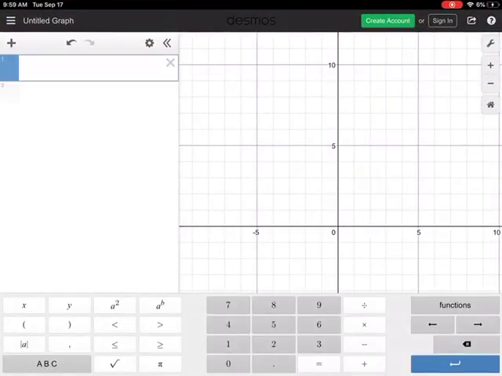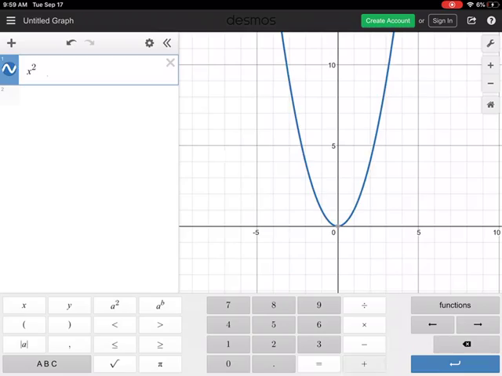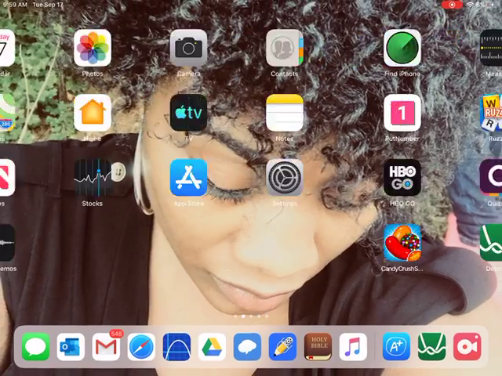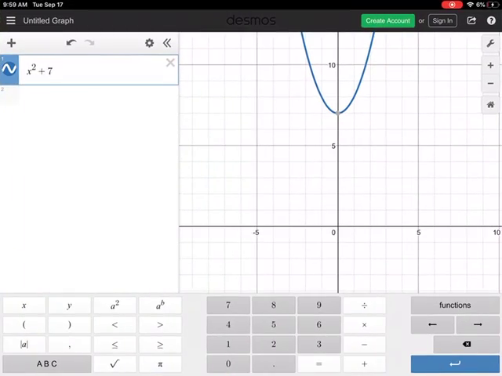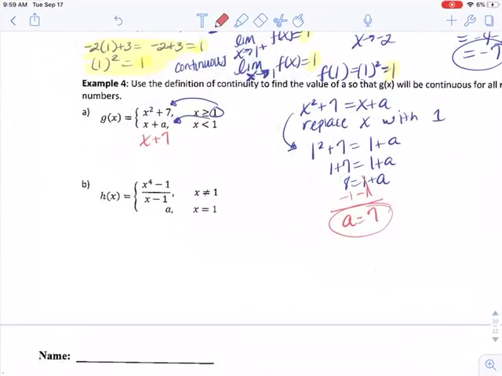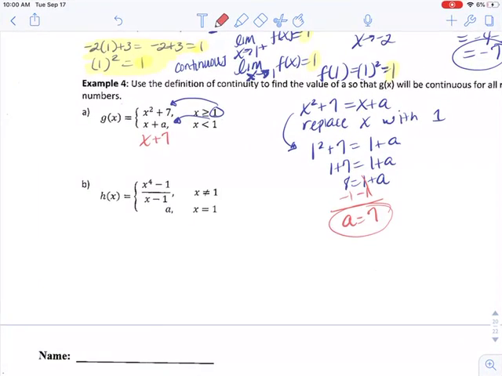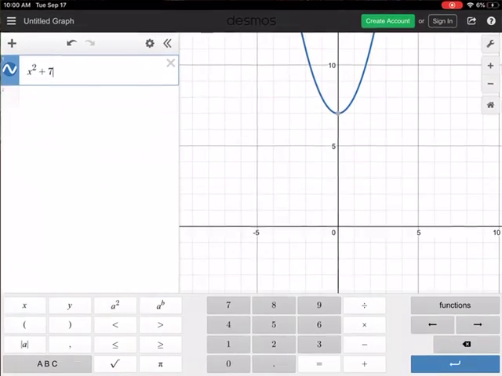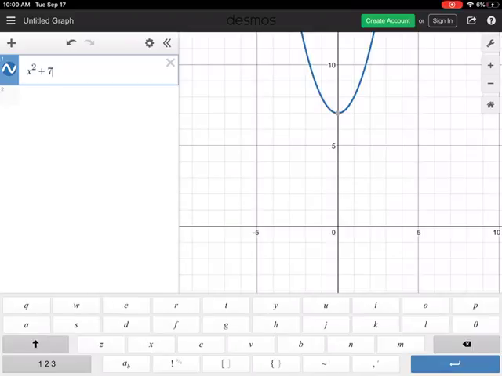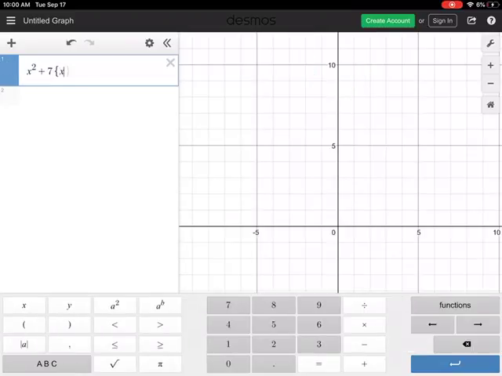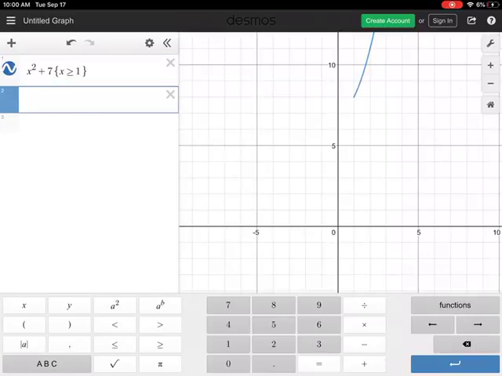So I have x squared plus 7. The restriction on that part is x is greater than or equal to 1. So restrictions, x is greater than or equal to 1. And then the other graph, you have x plus 7, and I'm assuming this is x is less than 1.